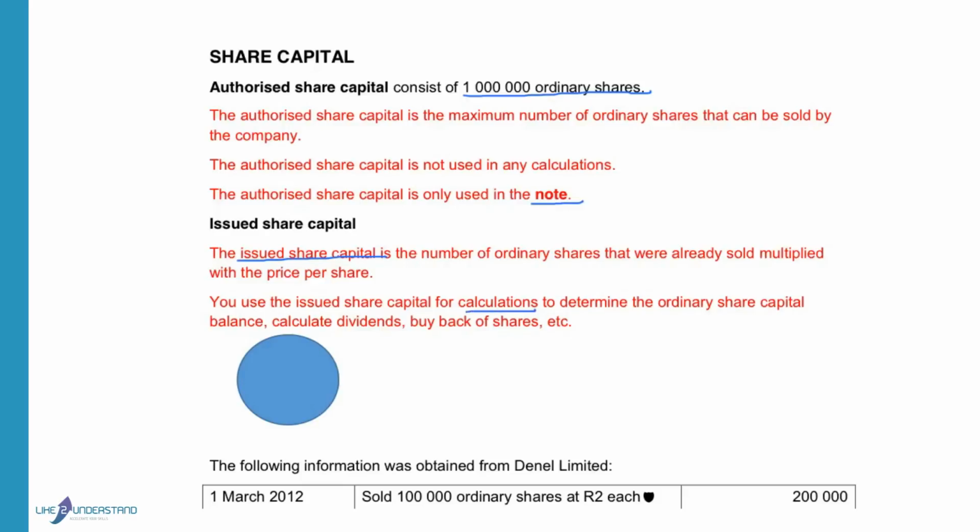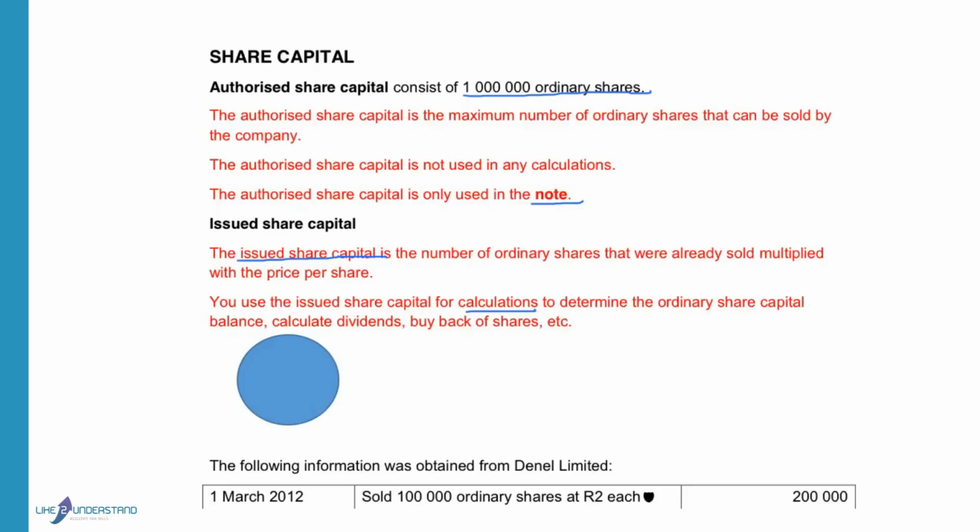So if you have to determine what is your ordinary share capital balance, you will take the issued shares and multiply it with the price per share. If you have to calculate dividends, you will use the number of issued shares to multiply with the dividends to determine what is the amount that must be paid back. If there's a buyback of shares, you will use this issued share capital to do those calculations.